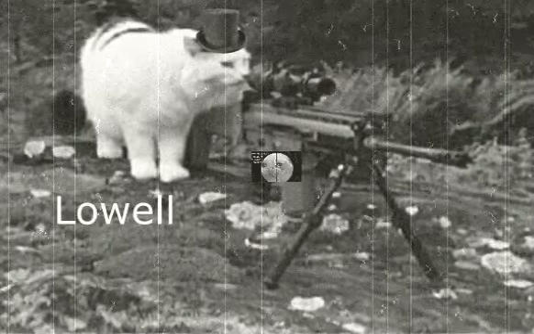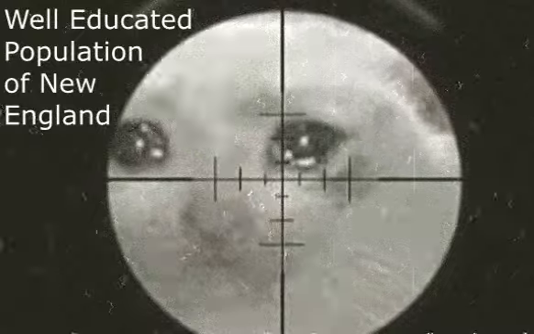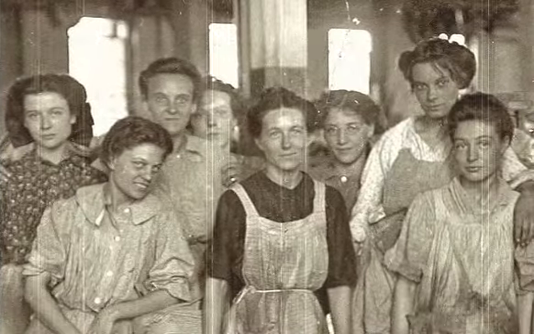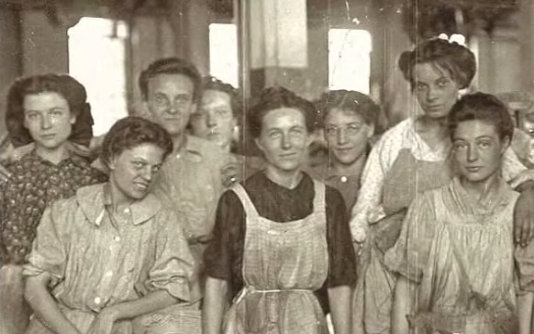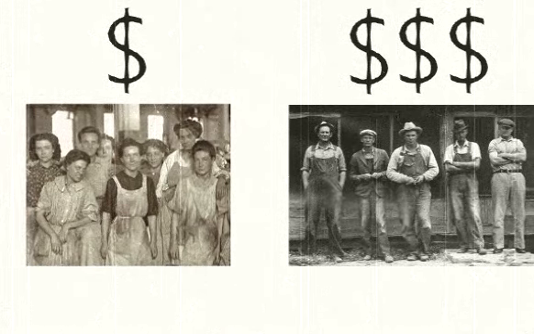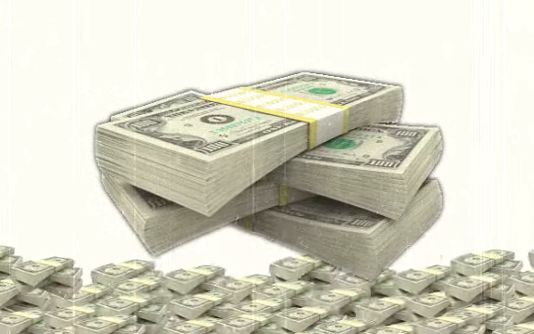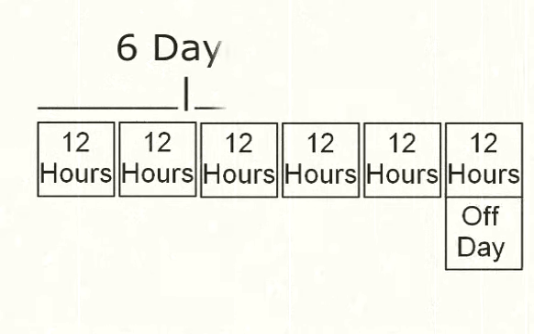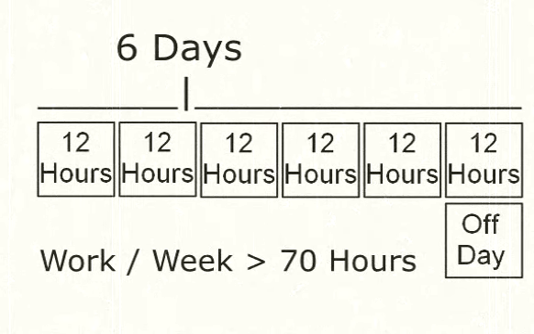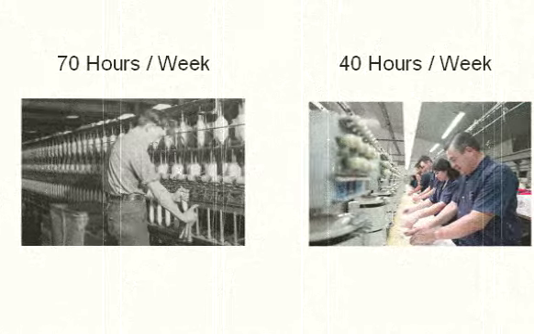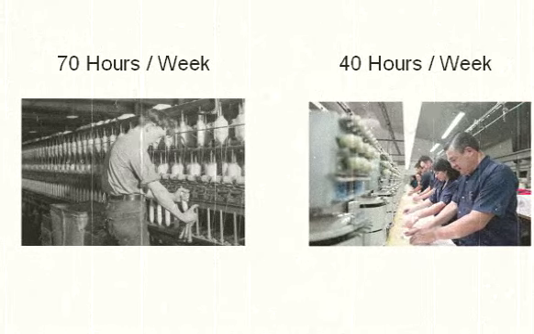Lowell targeted the often well-educated population of New England, and the wages attracted young unmarried women. The reason for using young women was because they were cheaper to employ than men. The wages were paid in cash and were pretty good for the time, though the laborers worked 12-hour workdays, 6 days a week, totaling more than 70 hours a week. That's roughly 30 more hours than the average worker works today in America.